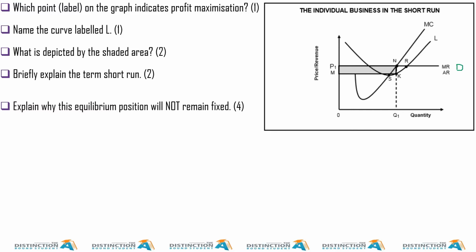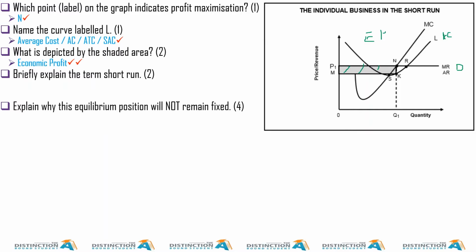Which point or level on the graph indicates profit maximization? That will be N, just like I mentioned. Name the curve labeled L. L is our AC, simple as that. So it's our average cost curve. What is depicted by the shaded area? The shaded area, this part, represents economic profit, because our cost is less than our revenue. So this will be economic profit.